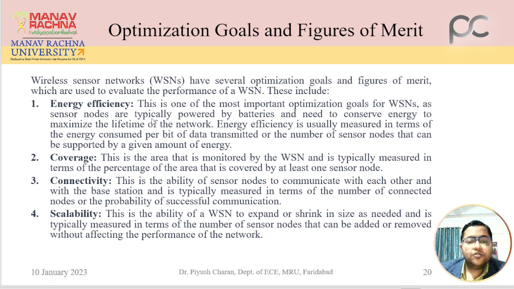Okay. So this is one of the most important optimization goals for WSNs, as sensor nodes are typically powered by batteries and need to conserve energy to maximize the lifetime of the network. Energy efficiency is usually measured in terms of energy consumed per bit of data transmitted, or the number of sensor nodes that can be supported by a given amount of energy. Typically, for transmission of 1 bit of information, the battery requirement is nearly 35 nanojoules.